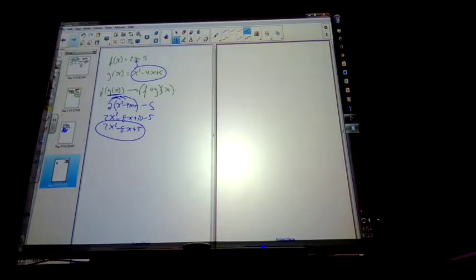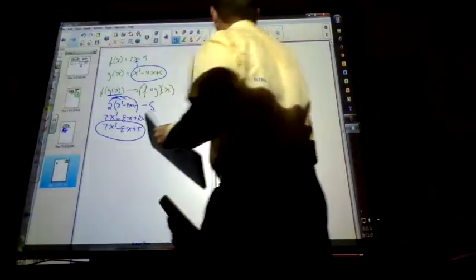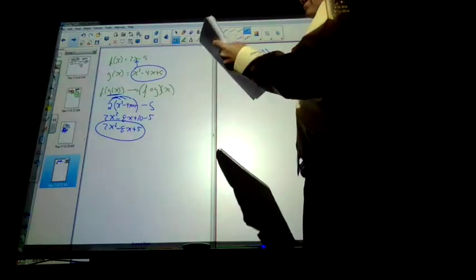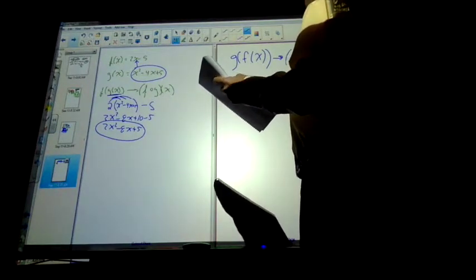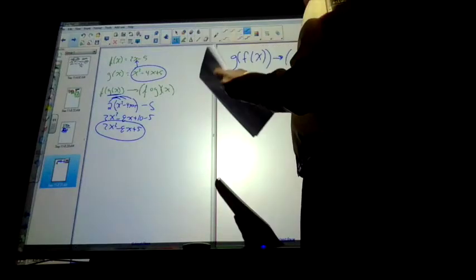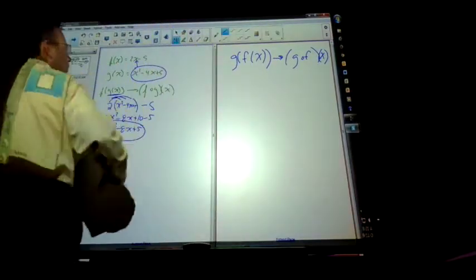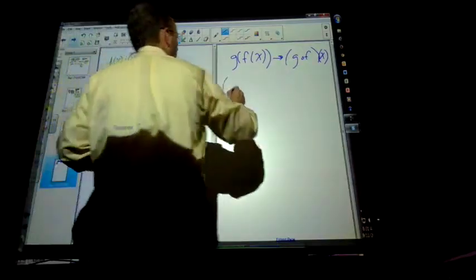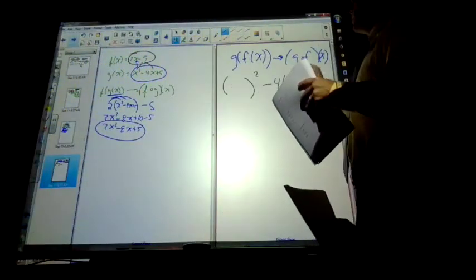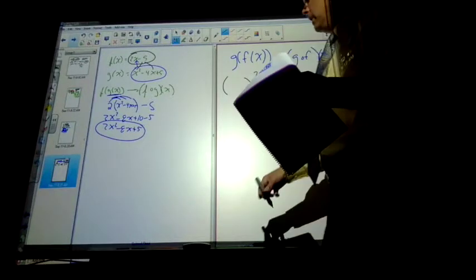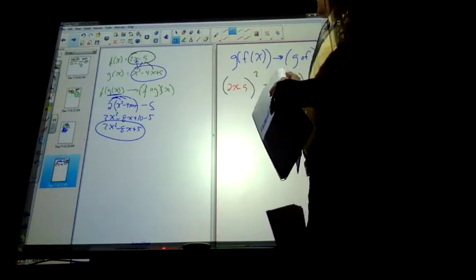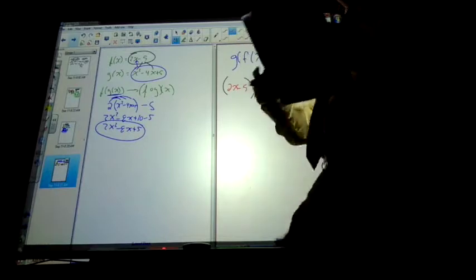The other way says we want to do g f at x. We want to do g f at x, which they say looks like g o f. This is like the circle, it's not necessarily an O. Which means that I'm going to take this function here and I'm going to plug it into all the x's. So I have this squared minus 4 parentheses plus 5. Rather than have an x, I'm going to plug 2x minus 5 in. And then do the math.